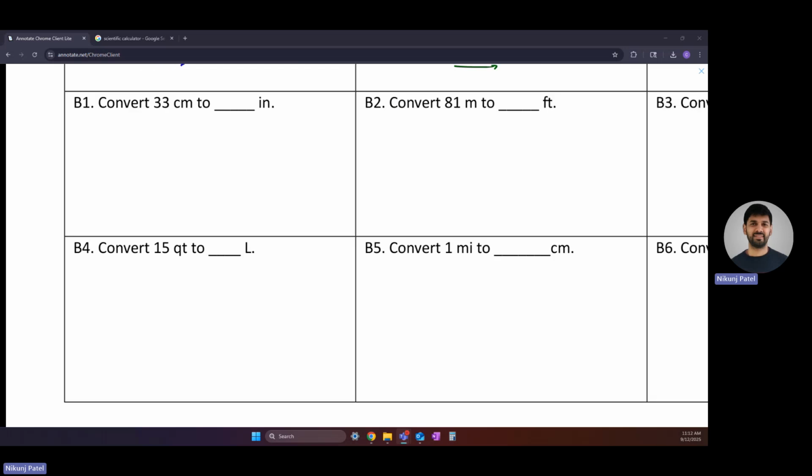Let's look at section B now. Section B involves examples that use conversions between two different metric systems. Whenever you're converting between systems, that indicates that we're going from, for example, centimeters to a different system, inches or feet, for example.